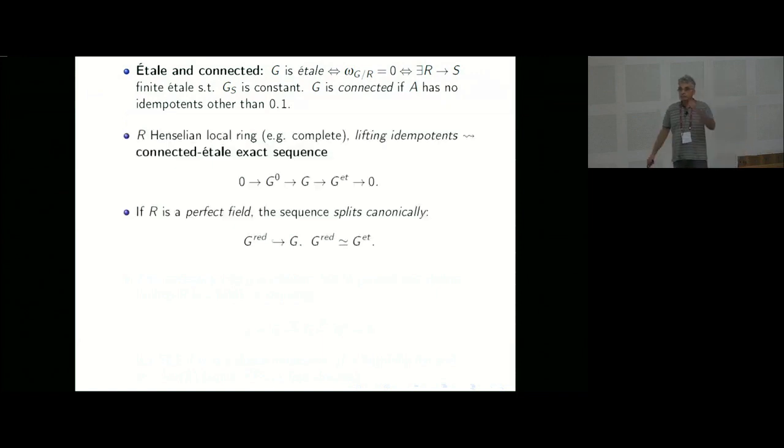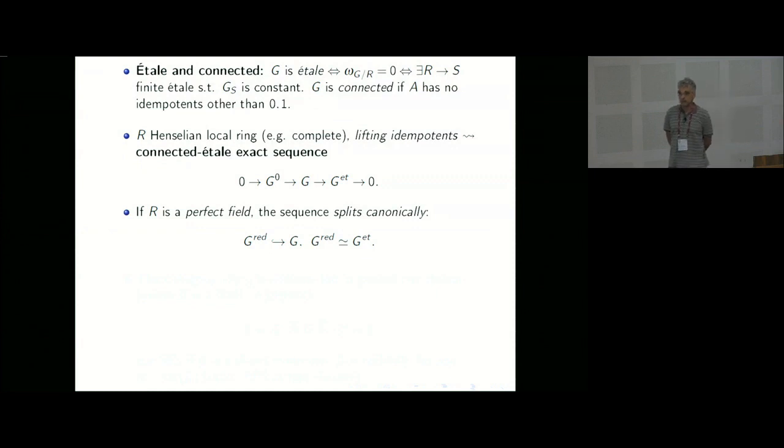Over fields, and more generally over Henselian local rings, where you can lift idempotents from the residue field to the Henselian ring, there is a canonical connected-étale exact sequence. In a moment I will say what I mean by an exact sequence, because I've not made it clear yet. First comes the connected part, and the quotient is étale. And moreover, if R is a perfect field, this sequence splits canonically.